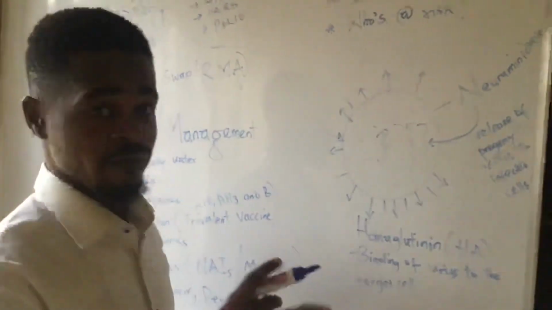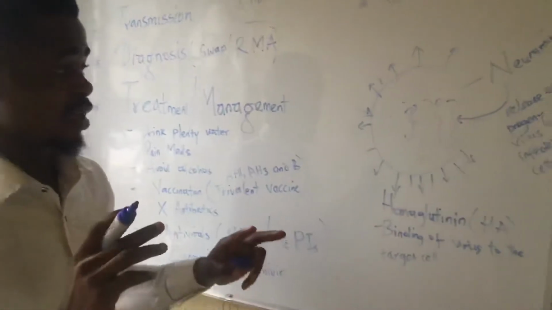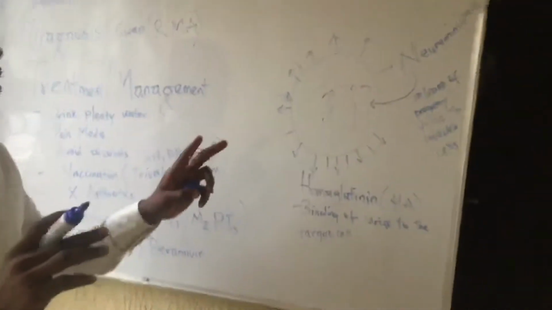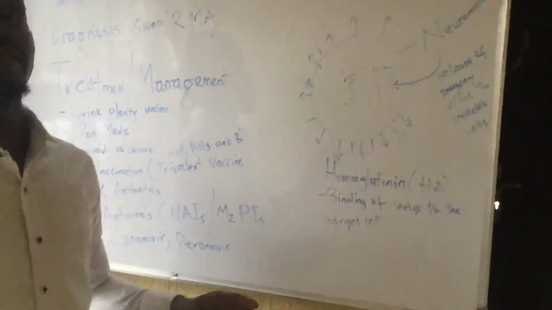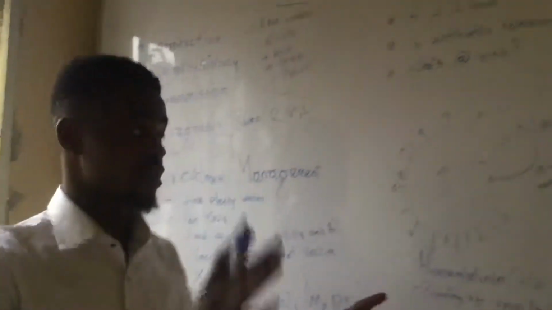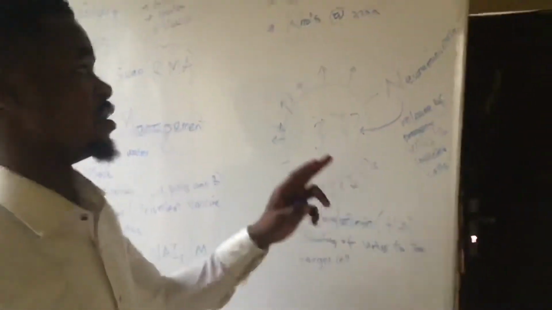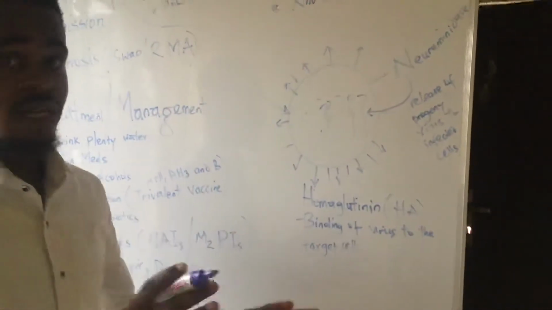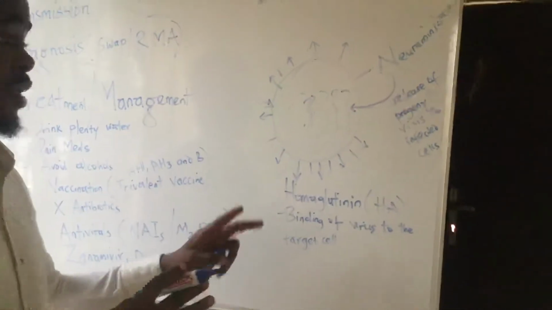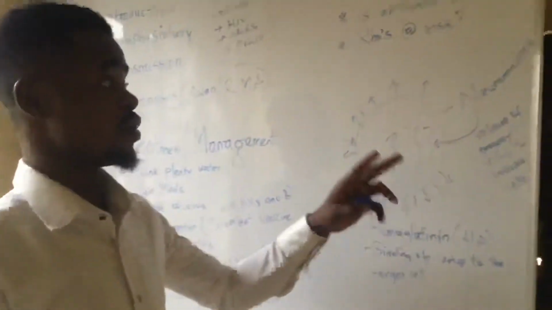In the virus structure, we have two main glycoproteins, or antigens if you like. These are called antigens. They are glycoproteins. So we have hemagglutinin and neuraminidase, HA and NA. I'll be interchanging HA and NA. Anytime I'm talking about HA, you are looking at hemagglutinin. When I'm talking about NA, we are looking at neuraminidase.